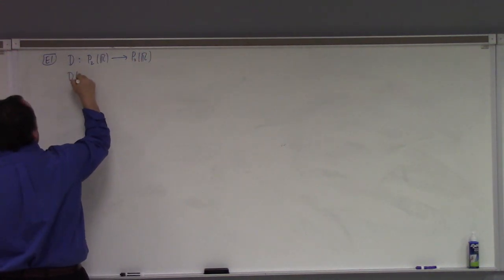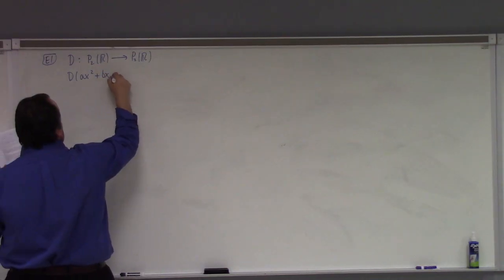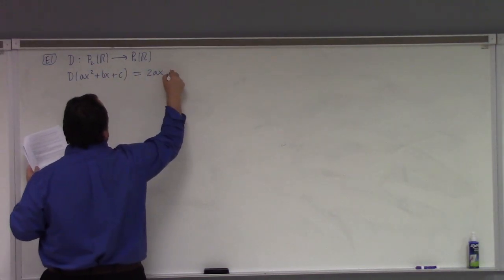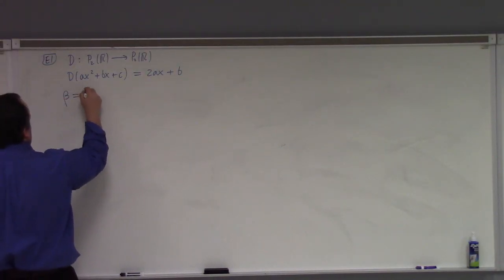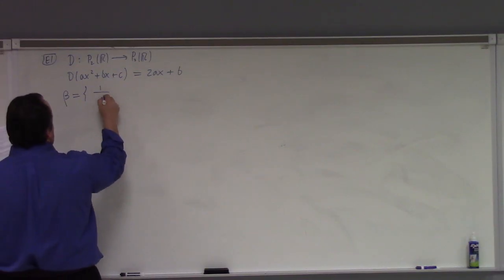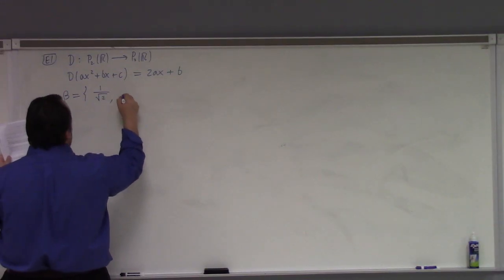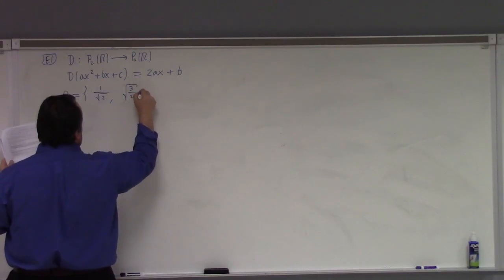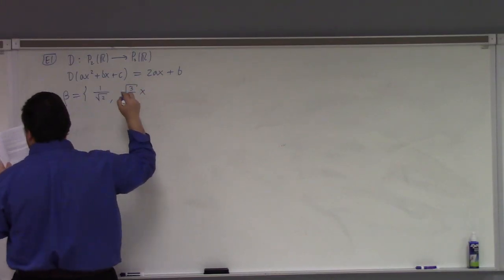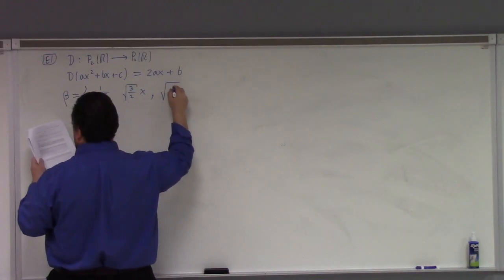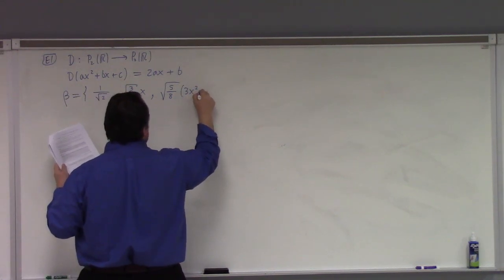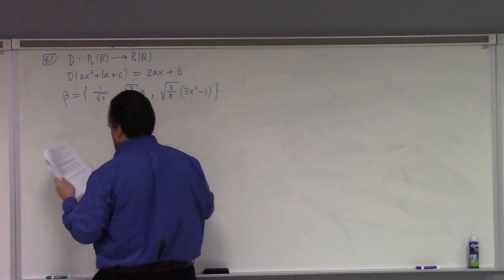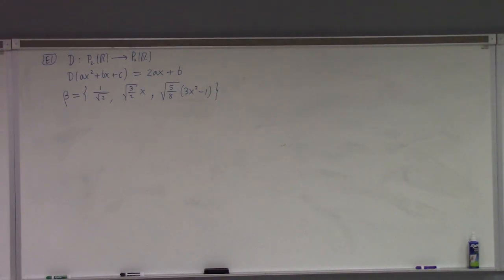And we're going to do D of ax squared plus bx plus c is 2ax plus b, all right, the differentiation operator. And we're going to let the basis be the Legendre basis, which was 1 over root 2, root 3 over 2 times x, and square root of 5 over 8 times 3x squared minus 1. We worked out the other day we Gram-Schmidted this thing, and we found that it was orthonormal. This is orthonormal with respect to what?